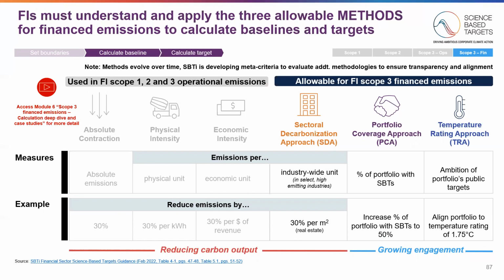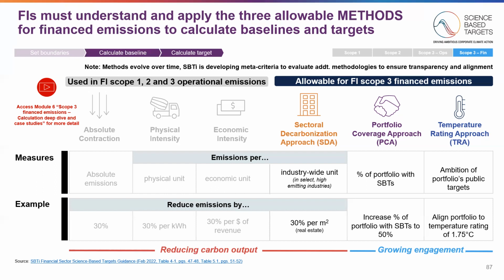The sectoral decarbonization approach is a type of physical intensity method that is used in select high-emitting industries where an industry-wide unit has already been decided. One example would be the carbon dioxide equivalents per square meter in the real estate sector. This method is preferred in any industries where there are sectoral decarbonization approaches and is similar to absolute contraction, physical intensity, and economic intensity in that they are focused on reducing carbon output.